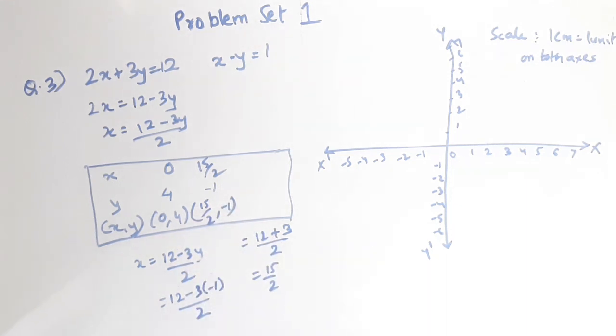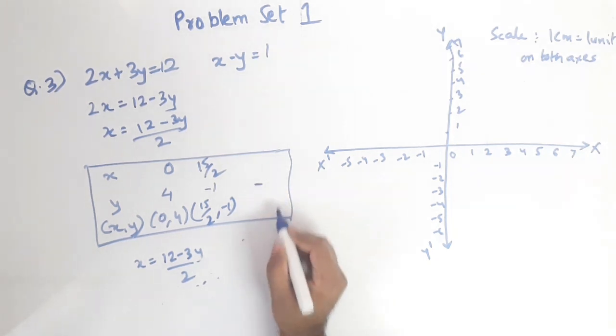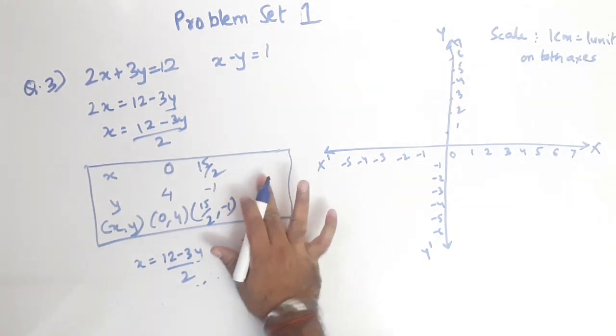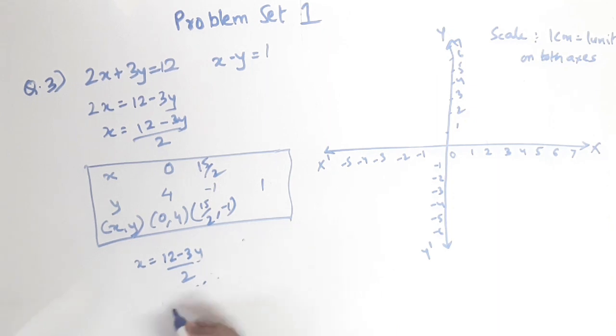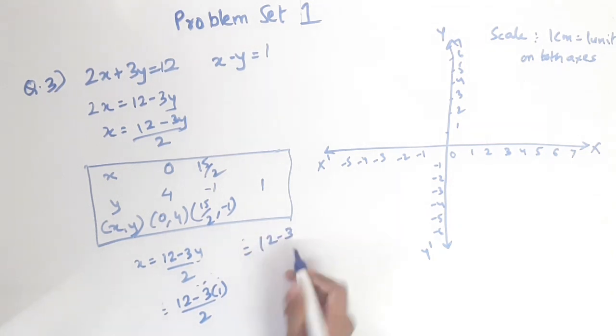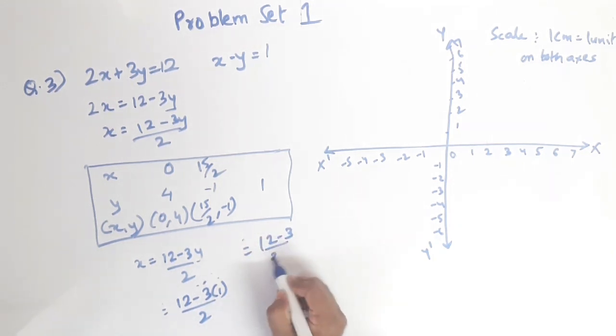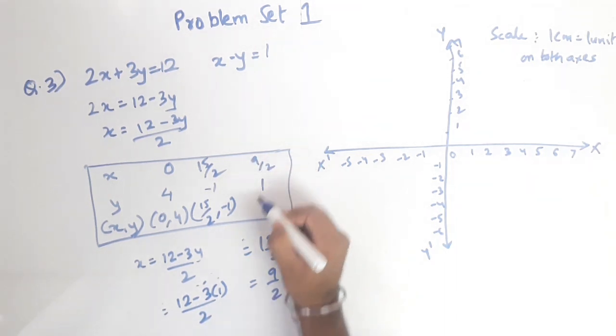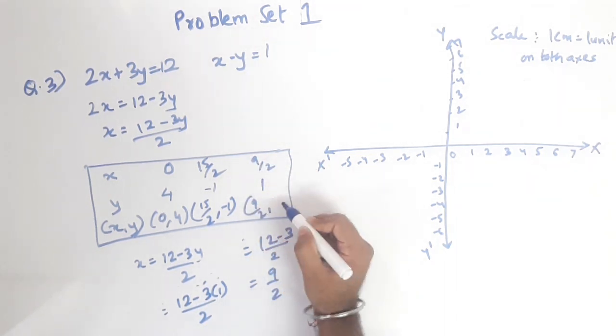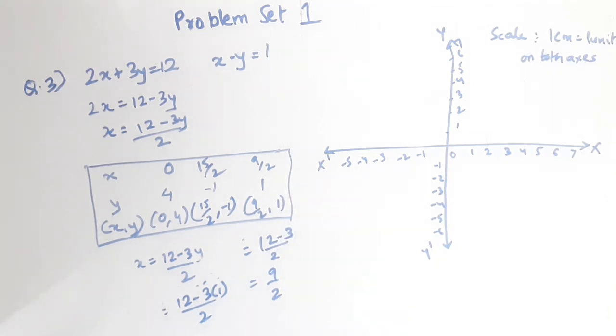Now let us take the third point. Let us say this is, I'll take 1, only 1. Okay, 12 minus 3 into 1 upon 2. So that is 12 minus 3. 3 into 1 is 3 upon 2. That is 9 upon 2. 9 upon 2, you know, children, it is 4.5.